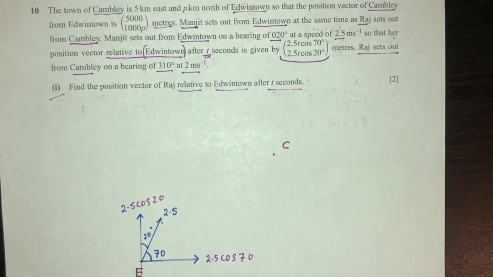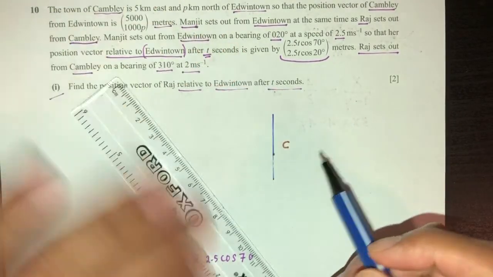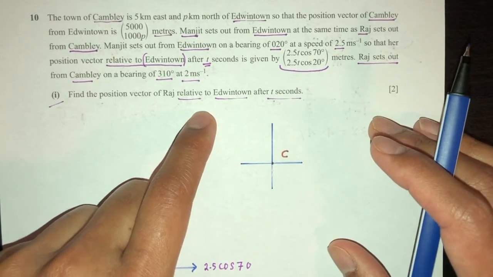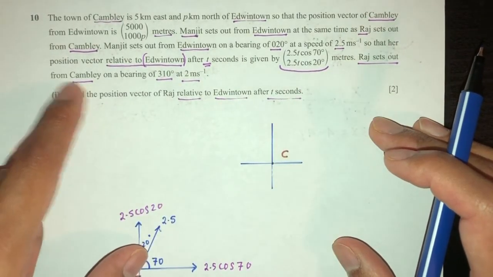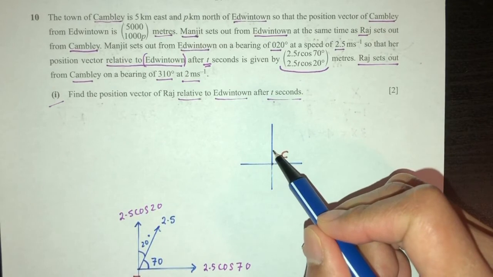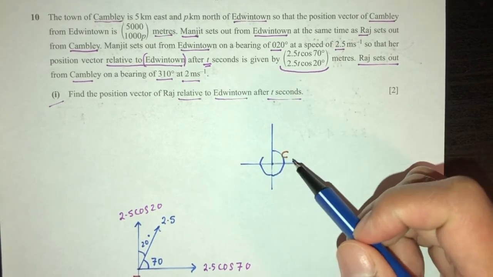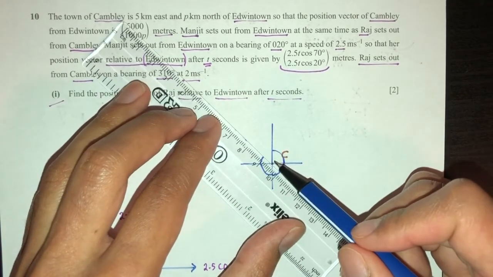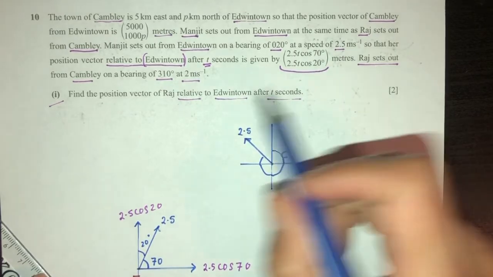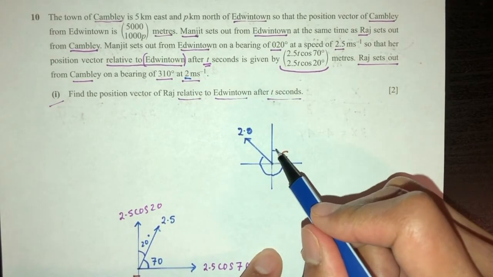Now for this one, same steps. We have to first draw the north line. The north line will be about here, and if you draw your east line as well, you will have something like that. Now Raj sets out from Cambly, C, on a bearing of 310 at 2. So 310 will be, this is 90, this is 180, this is 270, 310 will be about this direction. So your vector for the speed will be in this direction. This is 2.5. No, this is 2.